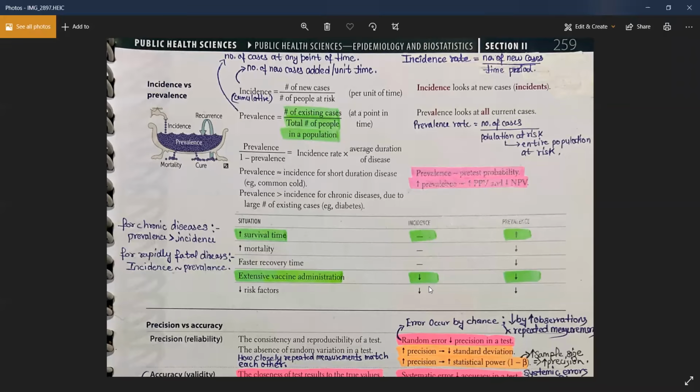So they no longer can contribute to the prevalence, and ultimately they will recover, and the prevalence will decrease. So by decreasing the incidence, because you are no longer adding the new cases, you will decrease the prevalence also, right?